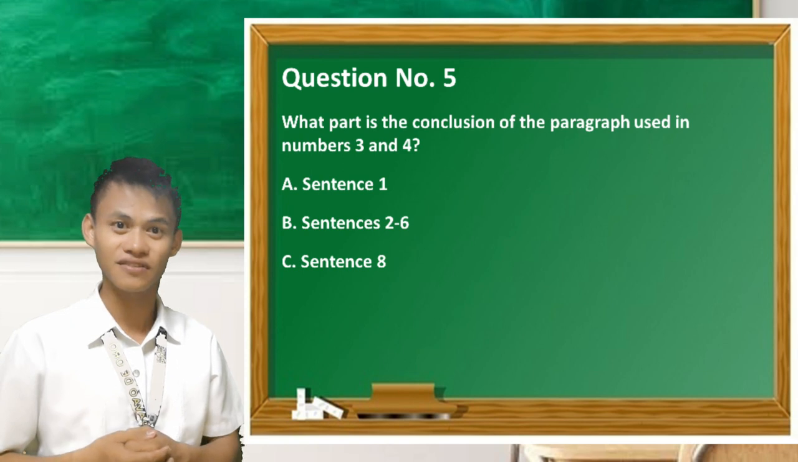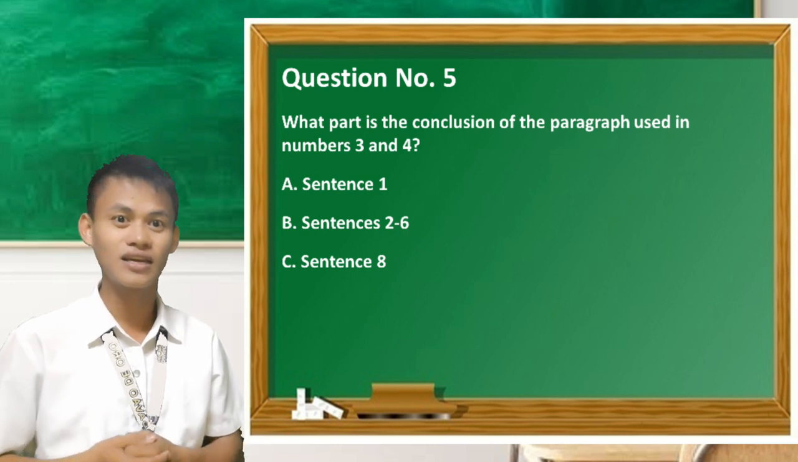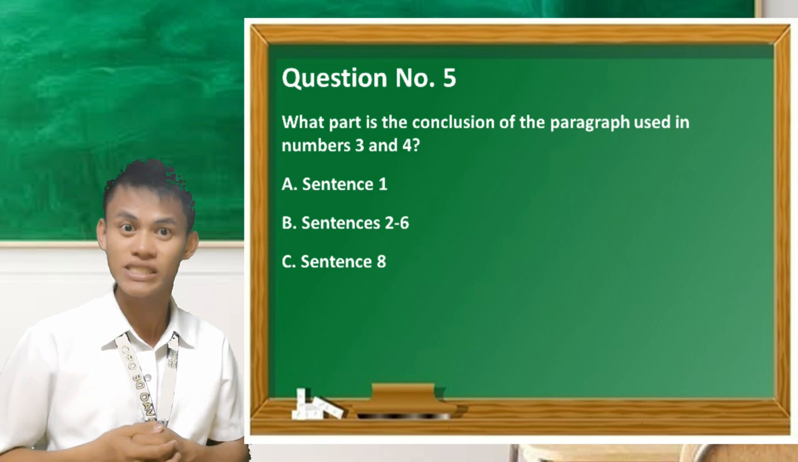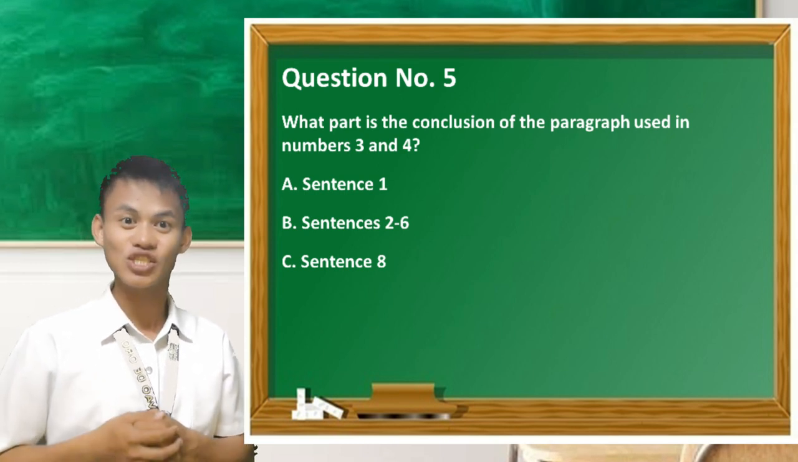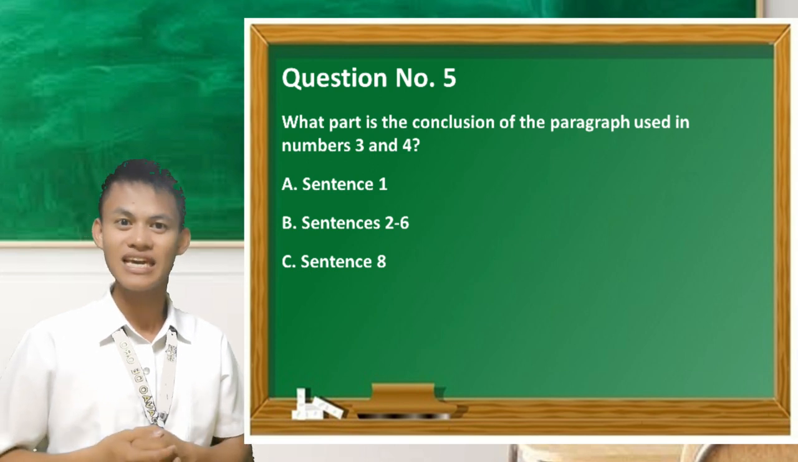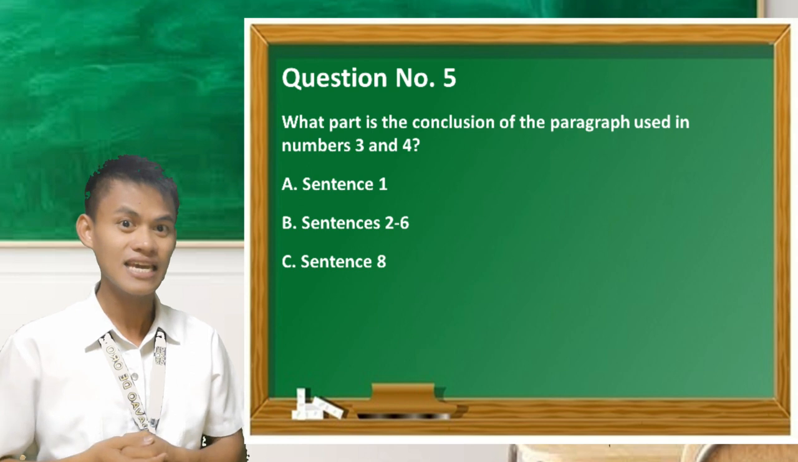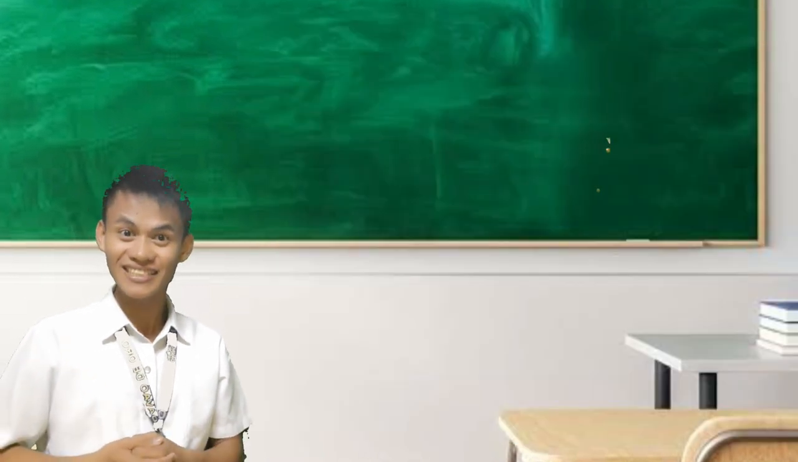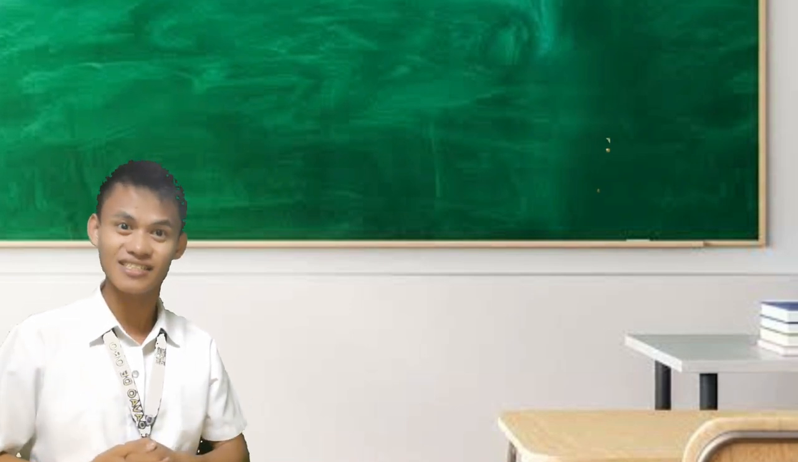Question number 5. What part is the conclusion of the paragraph used in numbers 3 and 4? Letter A, sentence number 1. Letter B, sentences numbers 2 to 6. Letter C, sentence number 8. Are you done? Okay, let us check your answer.